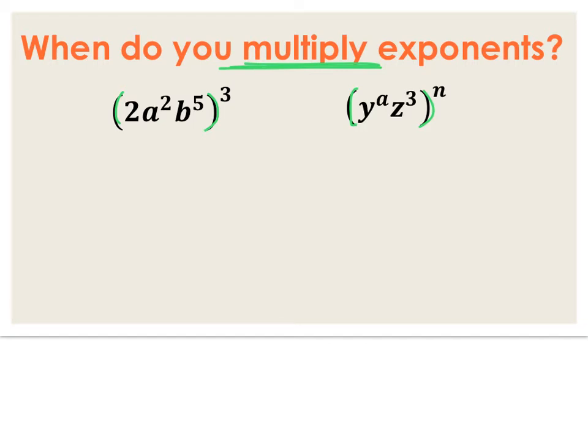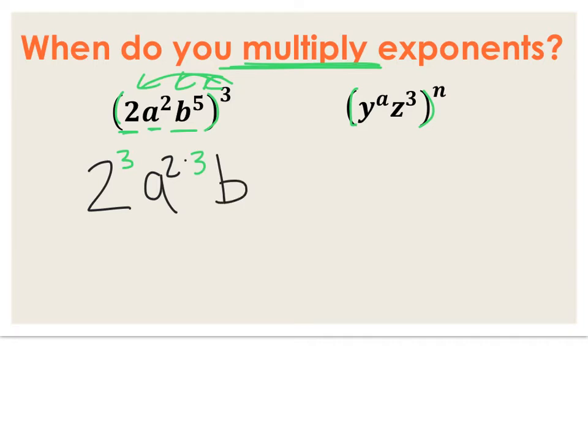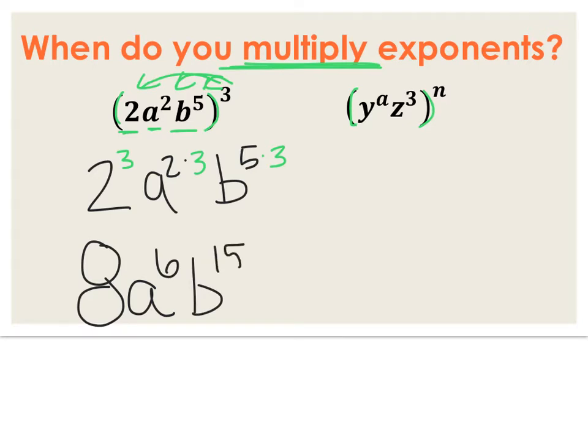So, the first thing we have to do is I like to distribute my exponent to all the things on the inside. There's a big coefficient, and then I see 2 letters, my bad. So I'm taking 2 to the third power. I'm taking a to the 2 times 3. And I'm taking b to the 5 times 3. I'm multiplying my exponents. So 2 to the third power gives me 8. We're going to have a to the 2 times 3 is 6, and b 5 times 3 is 15.